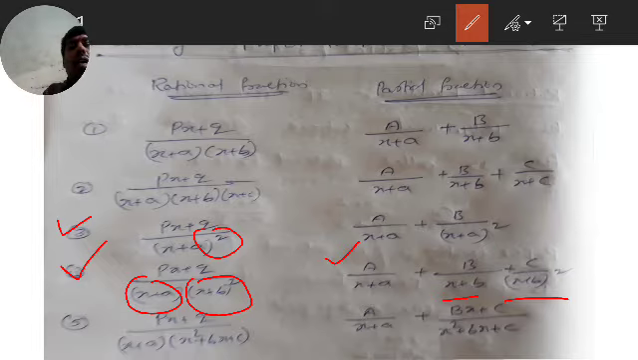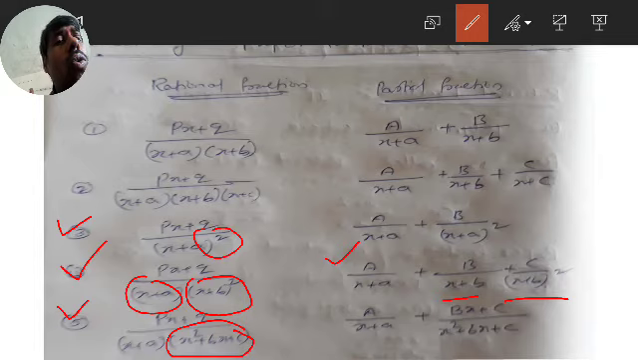And last one, (px plus q) by (x plus a) into (x square plus bx plus c). You have to write it as A by (x plus a) plus (Bx plus C) by (x square plus bx plus c). For an irreducible quadratic, we cannot write x square plus bx plus c into factors.